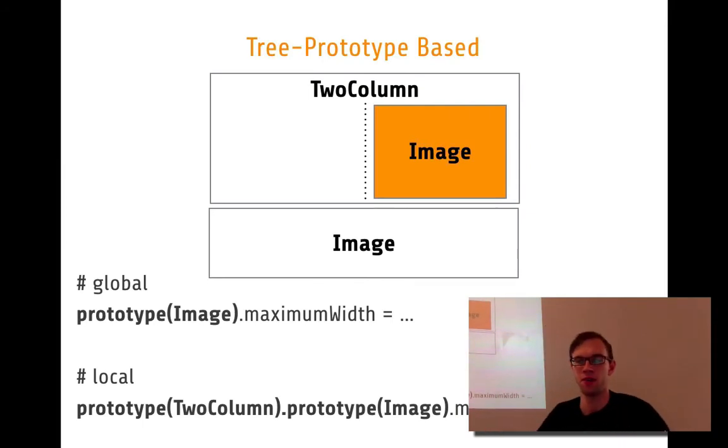But thinking-wise, it's pretty straightforward because if you look at this code, you have prototype 2-column, prototype image. So as soon as we hit a 2-column prototype, we override the prototype for the image to have the new maximum width.